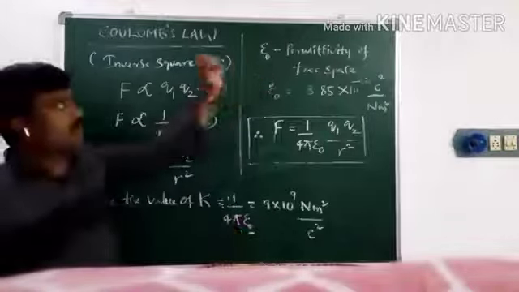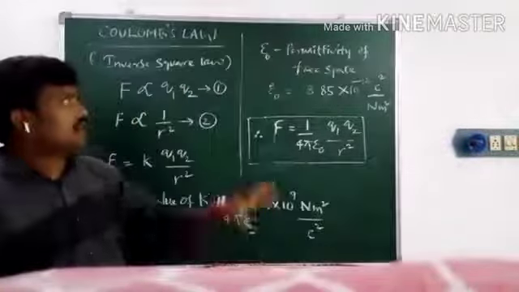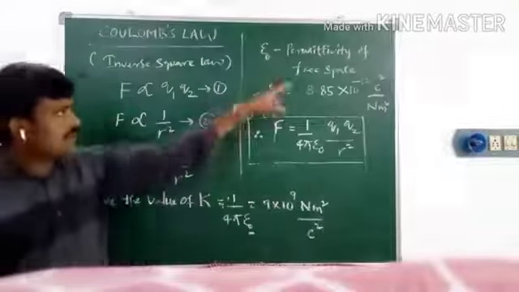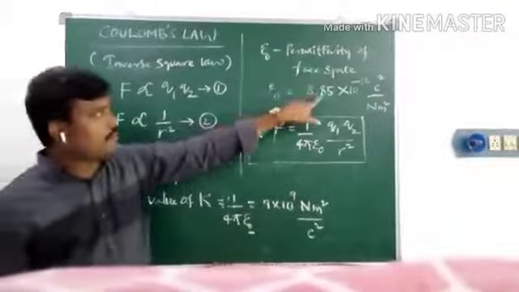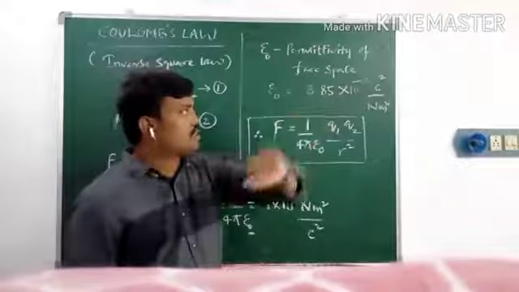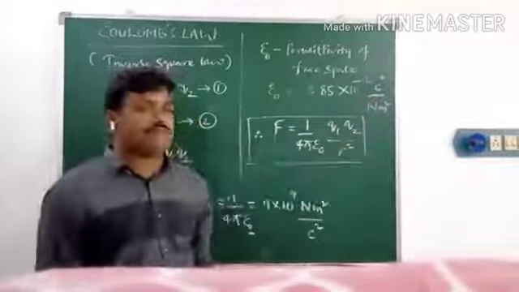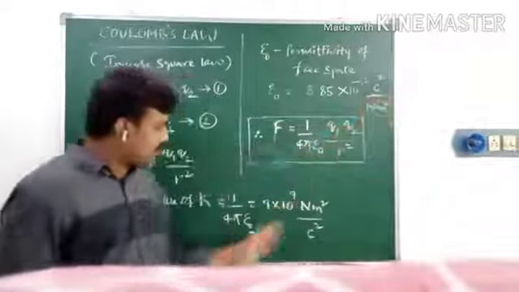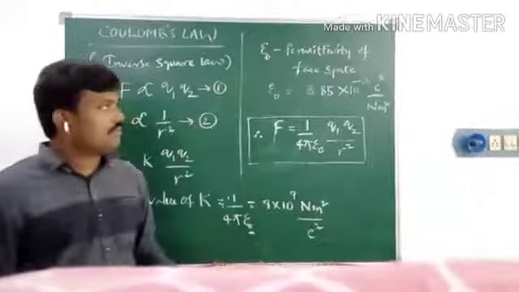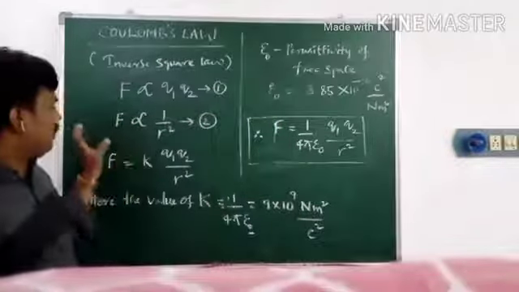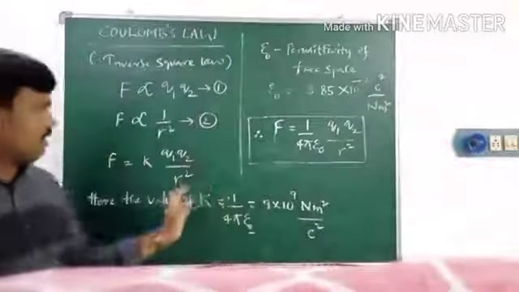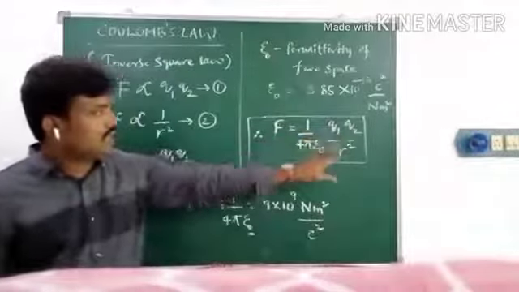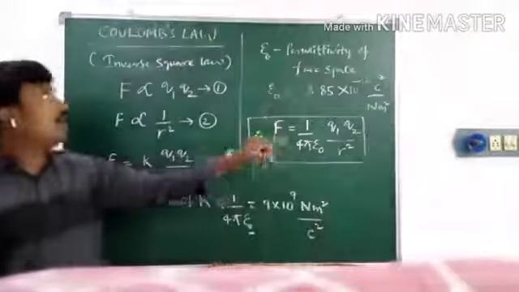So epsilon naught is nothing but the permittivity of free space. Every medium is going to have some permittivity, and it's a characteristic of the medium. For free space, its value is going to be 8.85 into 10 to the power of minus 12 Coulomb square by Newton meter square. Here the units are going to be important, for the value of k and for epsilon naught. So after all this, we can write an overall equation. F is equals to 1 by 4 pi epsilon naught q1 q2 by r square. So this is what we call Coulomb's law.